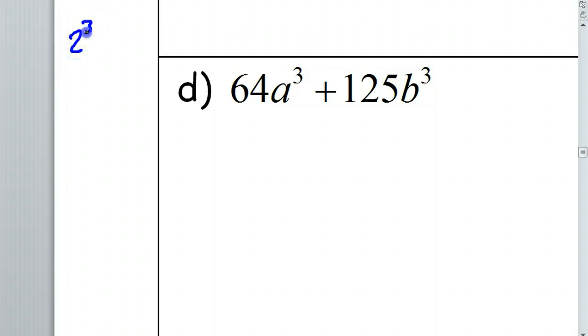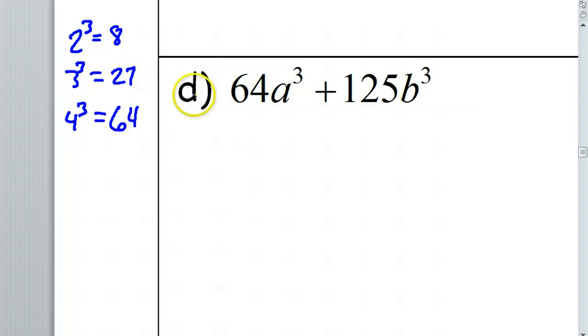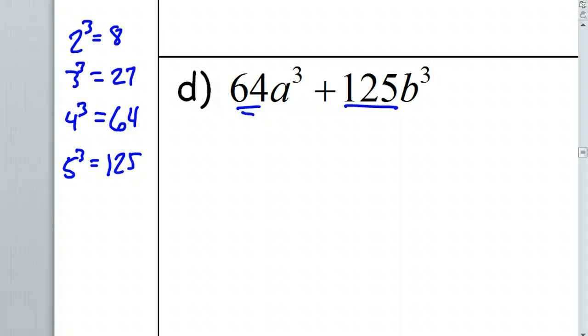Like, for example, 2 to the 3rd power is 8. 3 to the 3rd power, 27. 4 to the 3rd power? 64. See the 64? 5 to the 3rd power? 125. See the 125. So these are both perfect cubes, 64 and 125. And of course, a to the 3rd power and b to the 3rd power are cubes as well. So get this back into your brain because all this is still on the test. Okay?